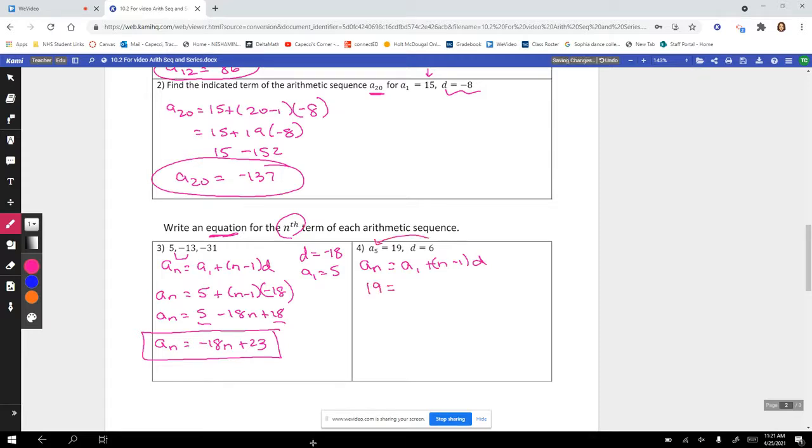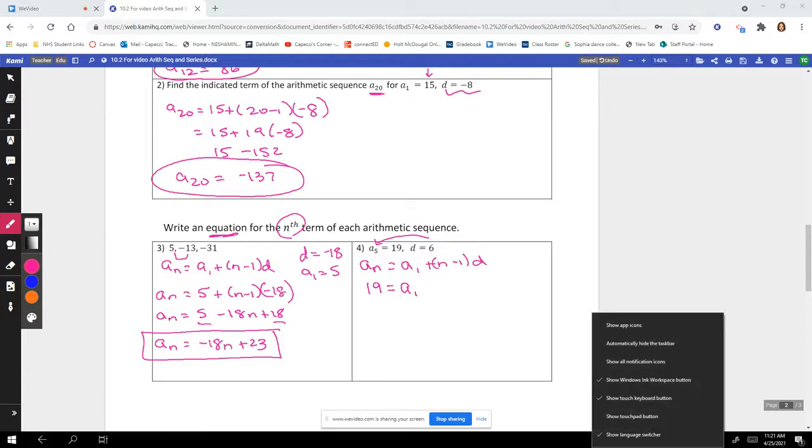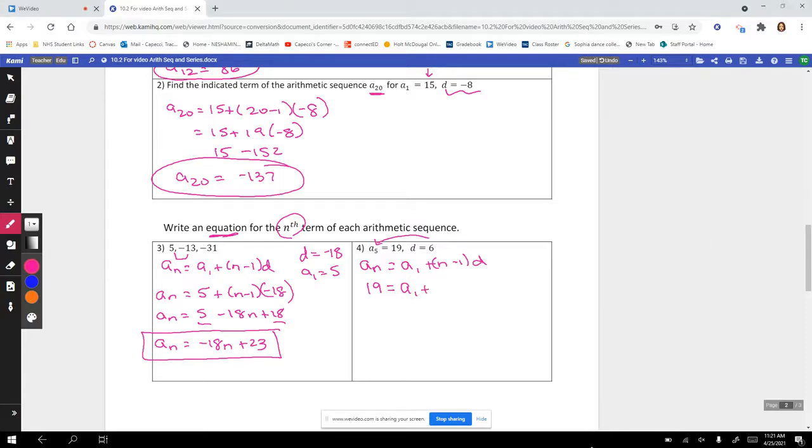I don't have a sub 1, right? So that I don't have yet. And I know I have 5 values. So it's going to be 5 minus 1. And my d is going to be 6. So when I fill that in, I can find a sub 1 because I don't really have that yet. I'm going to need that to just write a general equation.